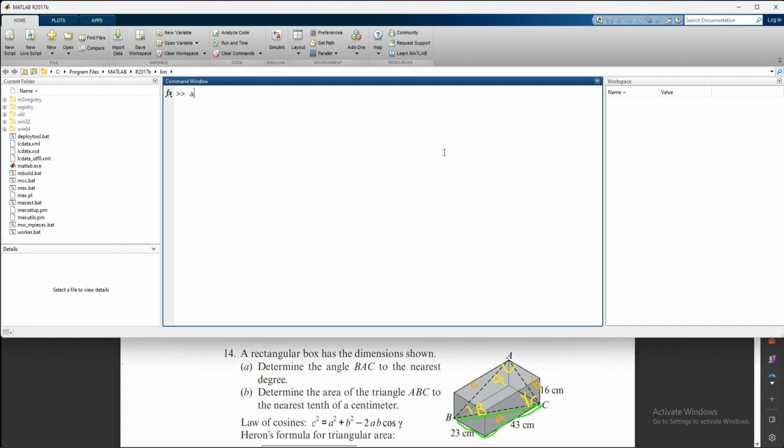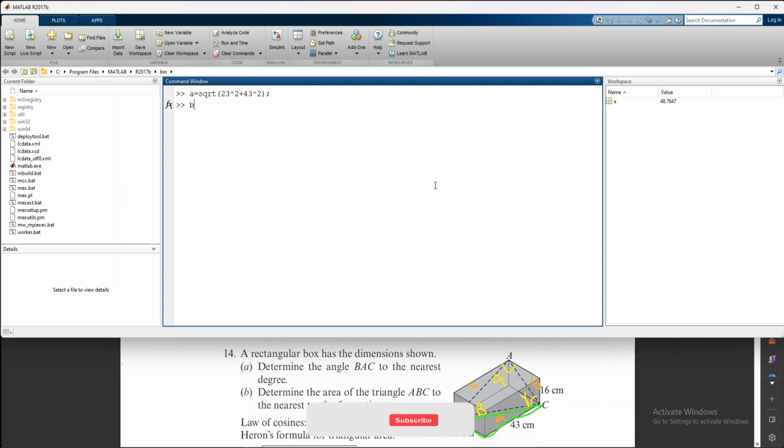Here a is equal to sqrt, square root of what? 23 square plus 43 square, bracket close. a is equal to square root of 23 square plus 43 square and the semicolon. That shows a is equal to 48.76.